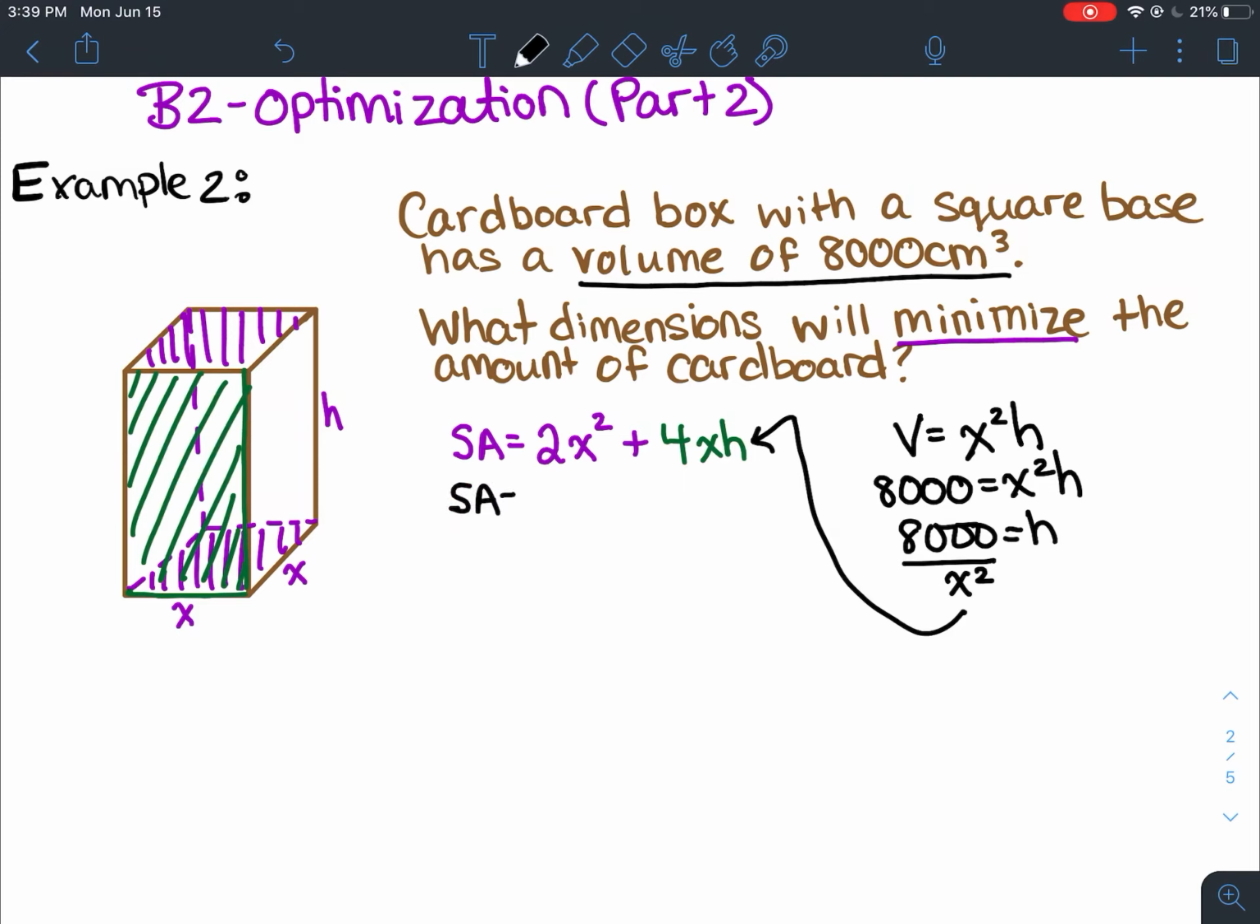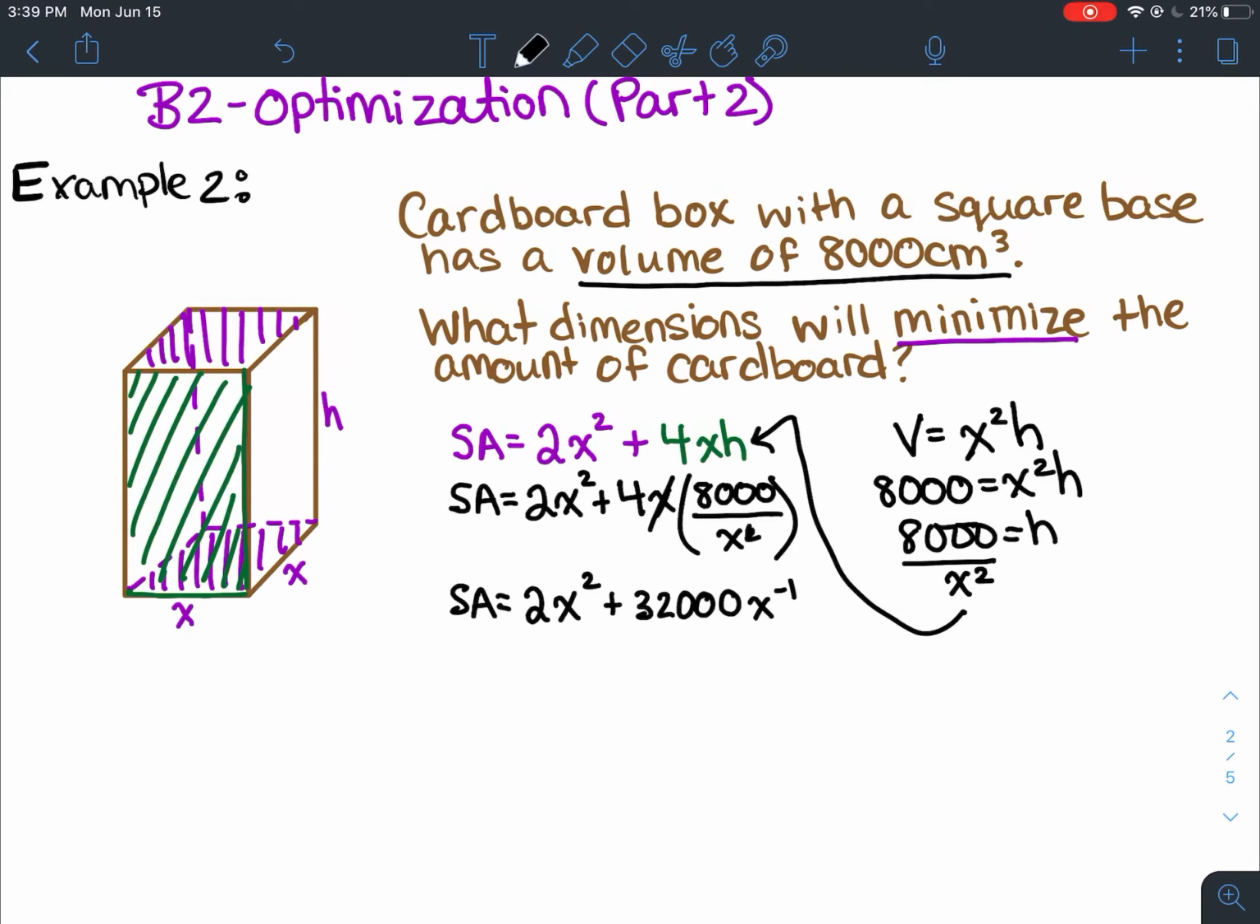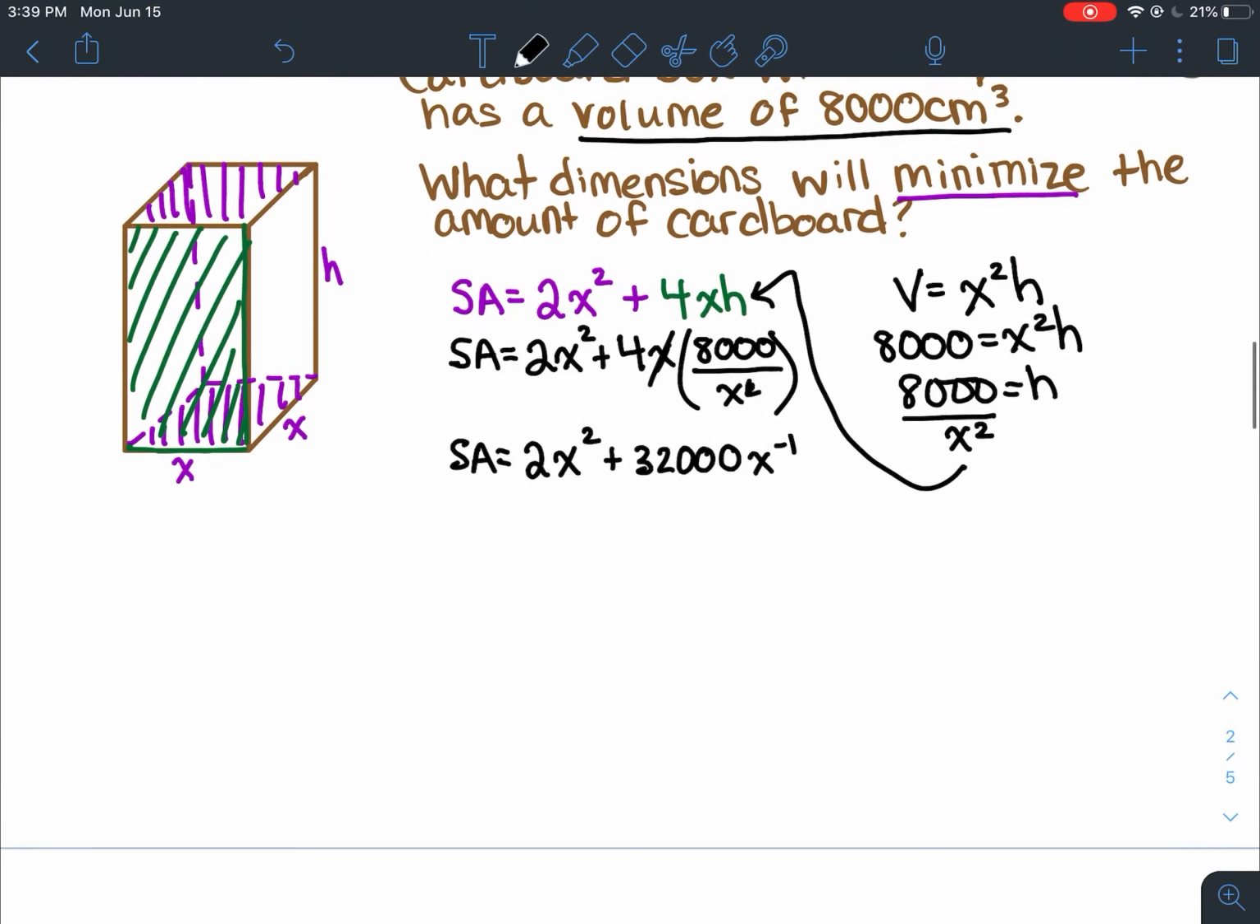So our surface area formula becomes 2x squared plus 4x times 8,000 divided by x squared. Okay, that doesn't look horrible, but let's just simplify that a little bit because it does look kind of ugly. Okay, so I can cancel out an x there, and that's pretty much it. So I got 2x squared plus 4 times 8,000, so 32,000 divided by x, but I'm going to write that as x to the negative 1 since I'm going to be getting the derivative of it.